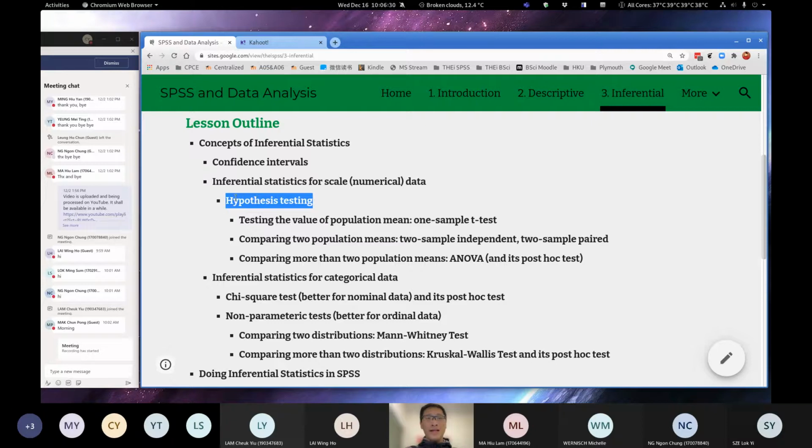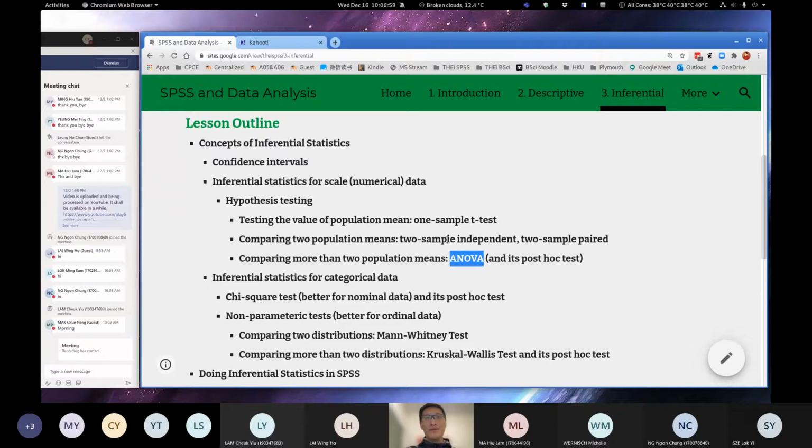And this kind of hypothesis testing can be done on different types of data. For scale data or numerical data, we can do hypothesis testing. You might have heard about, say, the one sample t-test. You might have heard about ANOVA. So these are the types of hypothesis tests that we can do on the scale or numerical data.